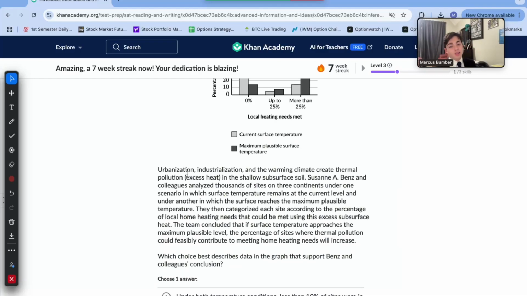Urbanization, industrialization, and warming climate create thermal pollution, excess heat in shallow subsurface soil. Susan A. Benz and colleagues analyzed thousands of sites on 3 continents under one scenario in which surface temperature remains at the current level, and under another in which surface reaches the maximum plausible temperature. They then categorized each sites according to the percentage of local home heating needs that could be met using this excess subsurface heat. The team concluded that if surface temperature approaches a maximum plausible level, the percentage of sites where thermal pollution could feasibly contribute to the meeting home heating needs will increase.